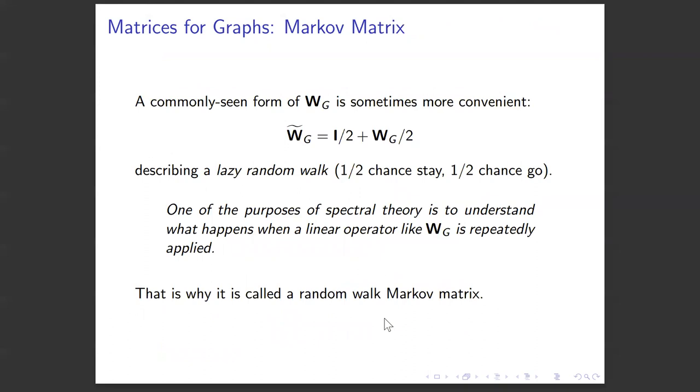Another very important one is the lazy random walk. How to understand that? I will stay in this node with half chance, and with the other half chance I will move to my neighborhood. Somehow you can think of it as similar to the residual connection in graph neural networks, where I stay in my node. That is called a lazy random walk. So we give you more chance to stay at your node and not move elsewhere, and it may have different properties from the single random walk Markov matrix.